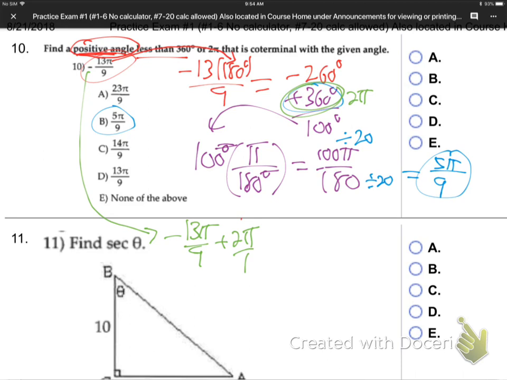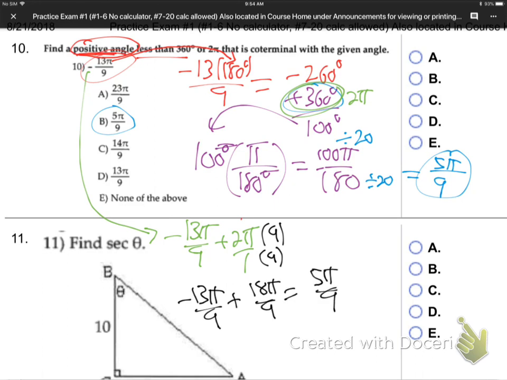Well, you put it over 1 and, you know, common denominator, huh? We got to multiply top and bottom by 9, don't we? So we get minus 13 pi over 9 plus 18 pi over 9, which is 5. Yeah, that's a little quicker, huh? Yeah, 5 pi over 9.